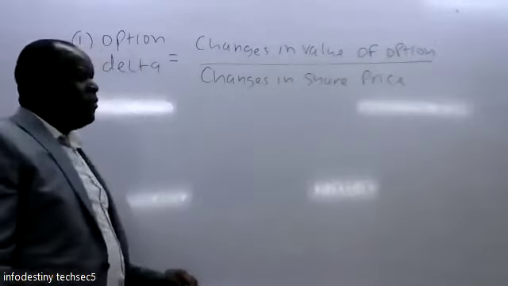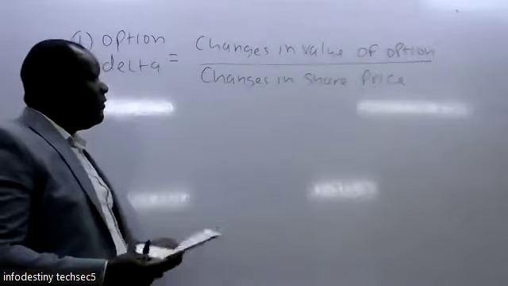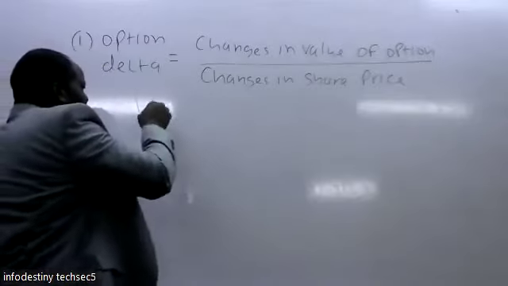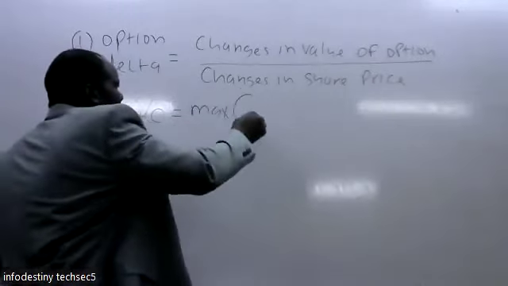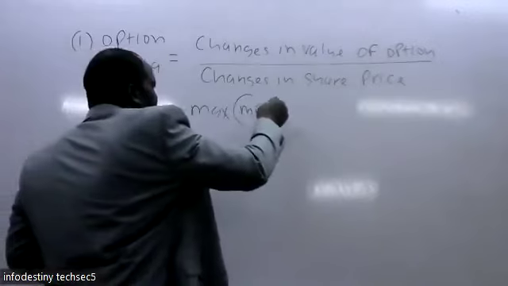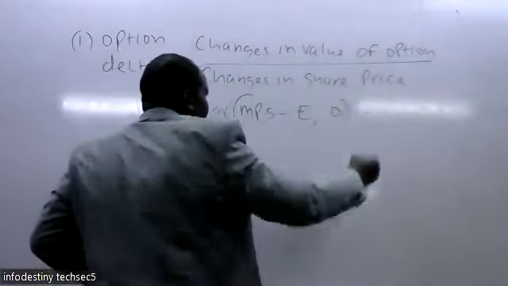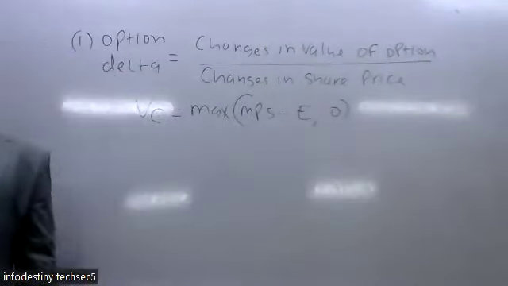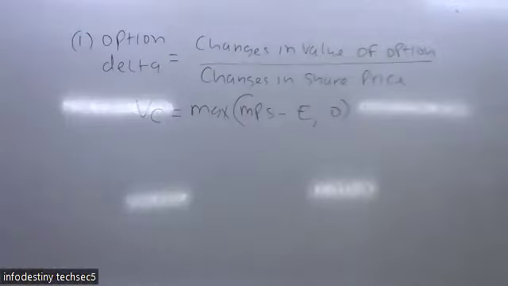So this one is a call option. Value for the call option, you remember, it is the maximum of market price minus the exercise price, but we say it should not be negative. So if it is negative, we make it what? 0. So that is now the concept.